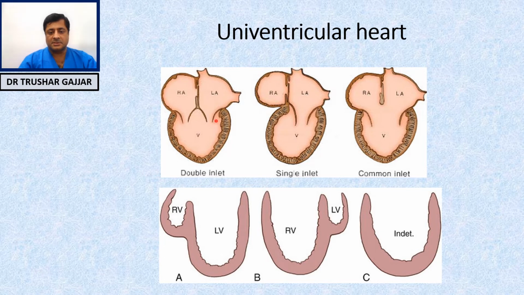This also happens because of arrest in the rightward shift of the inlet portion of the primitive ventricle, which will lead to the double inlet ventricle. Or there is a single valve and single ventricle that leads to the common inlet. So in this single inlet variety we will have a small trabecular pouch and a big ventricle, or we will have an indefinite ventricle or single ventricle.